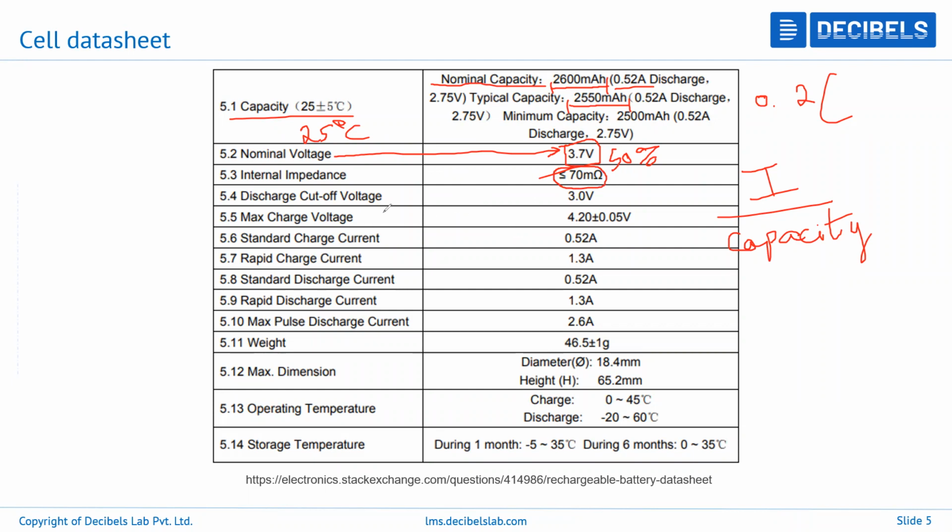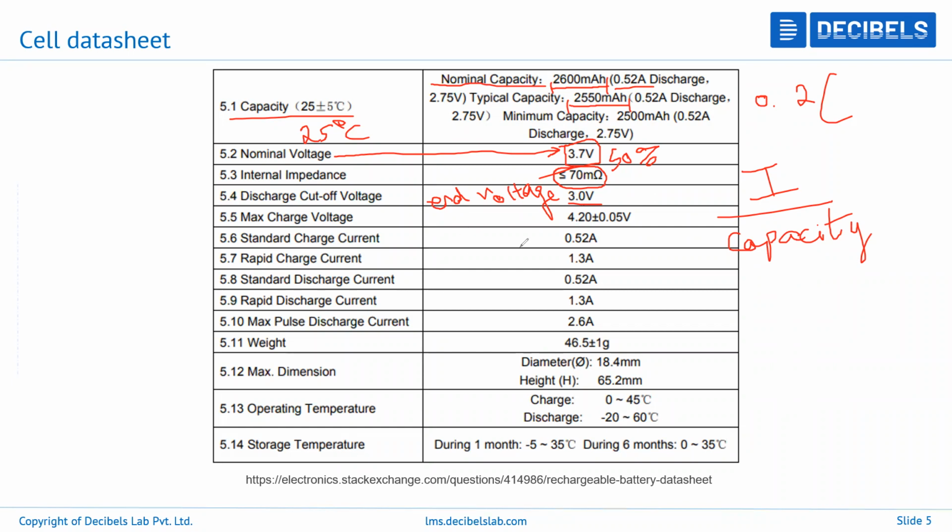Okay. Then we have discharge cutoff voltage. So discharge cutoff voltage is the least voltage or the end voltage. It's also called end voltage. So what that means is below 3 volts, it is not recommended to discharge the cell. Okay, so you can discharge it safely up to 3 volts, and if you were to discharge the cell below that, it will damage the cell. Okay, so that is what this particular term means.